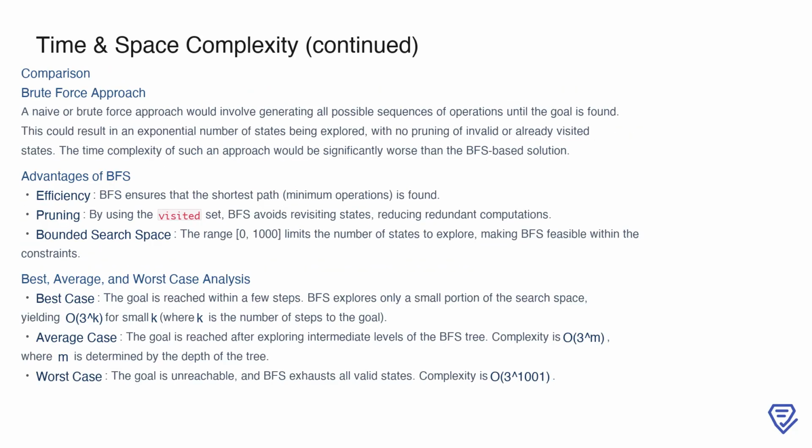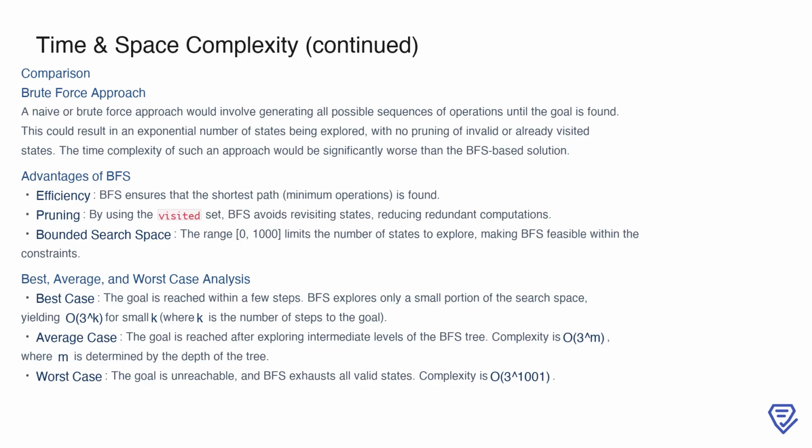Let's compare this BFS-based approach to a brute force method. A naive approach would try generating all possible sequences of operations until the goal is found. This method would explore an exponential number of states without any pruning, making it highly inefficient compared to the BFS approach. BFS has several advantages. It guarantees efficiency by always finding the shortest path, or the minimum number of operations, to reach the goal. The use of a visited set ensures that no state is revisited, which significantly reduces redundant computations. Additionally, the problem's constraints, with the range limited to 0 to 1000, ensure that the BFS remains feasible within these bounds.